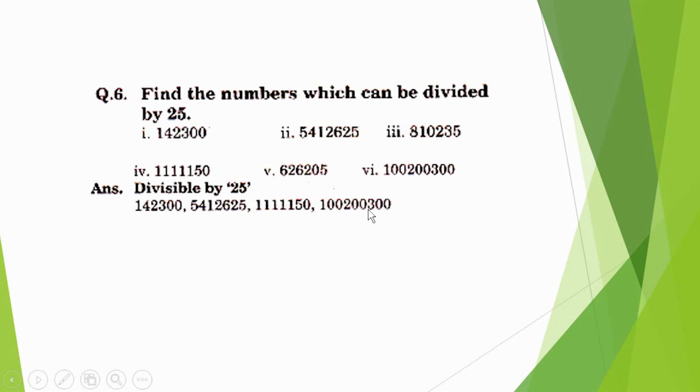1,42,300, 54 lakh, 12,625, 11 lakh, 11,150, 1,02,300 are divisible by 25.